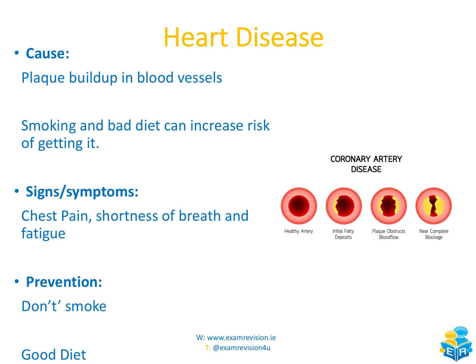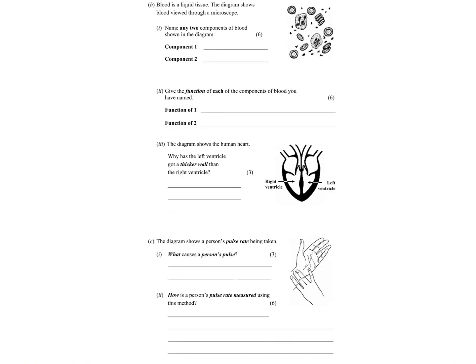So because we know that smoking and bad diet can increase our risk of getting heart disease, prevention of this is going to be something like not smoking and having a good diet which doesn't have huge amounts of fat in it. So we'll have a look at one final question then, which is going to summarise everything we've looked at today.